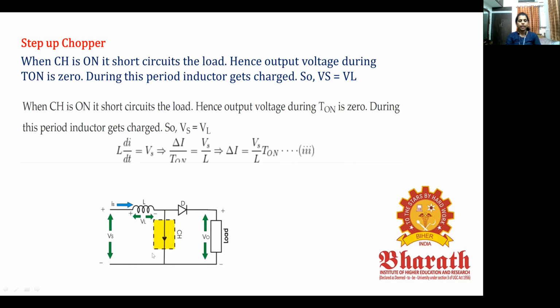During that time, when the current takes this path, my inductor will be completely charged with a voltage VL equal to the source voltage. That is the meaning behind it. So when the switch is on, the current takes this path and my VL, the voltage across the inductor, will be equal to the supply voltage. It is getting fully charged now. So Vs is equal to VL.